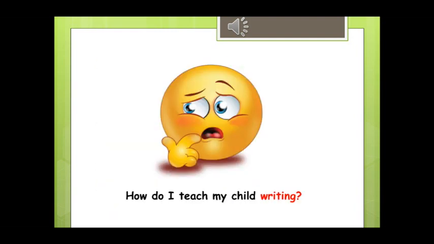Let us first look at the question, how do I teach my child writing? So most of the teachers find that most of the children are comfortable in the oral part, they're comfortable understanding, they're comfortable answering questions, but when it comes to the written part, they're not really comfortable holding a pencil, or they often complain that their fingers are paining. Let us see why this happens.